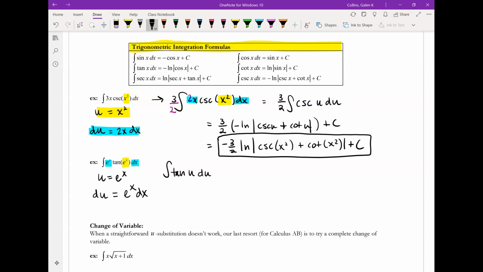And then when we take the antiderivative of that, we have negative natural log of the absolute value of the cosine of u plus c, our constant of integration. So our final answer would be negative natural log of the absolute value of the cosine of e to the x, all of that plus our constant of integration.